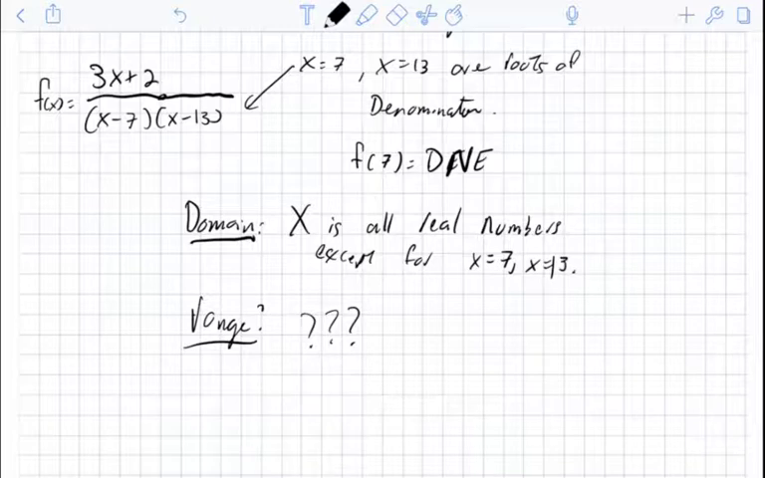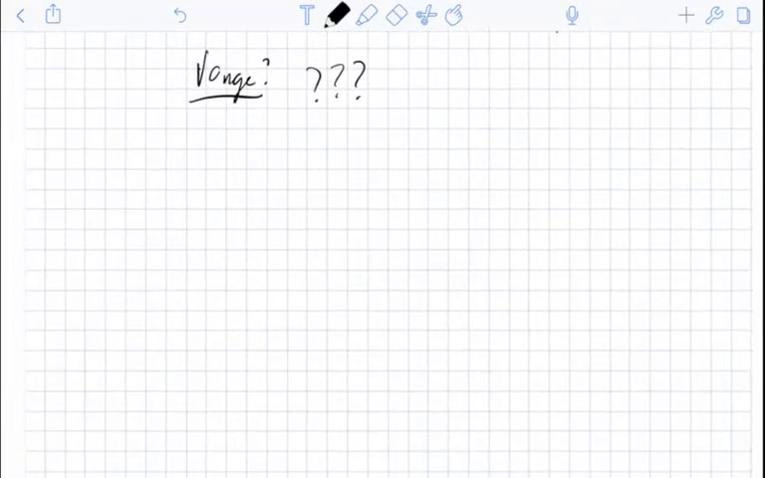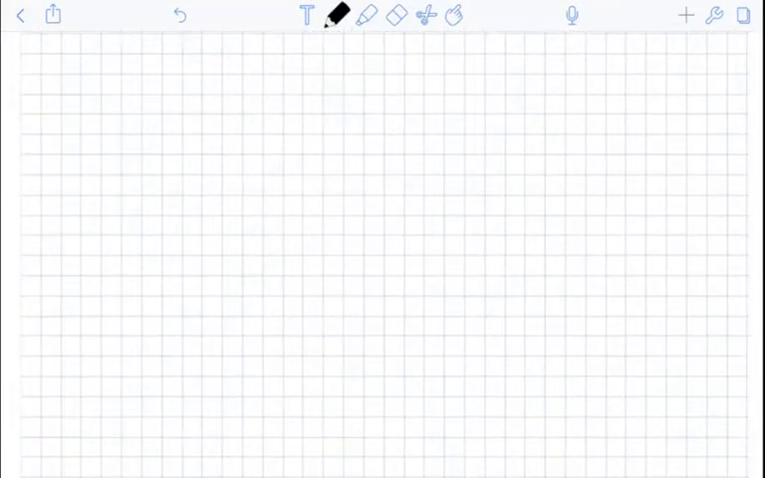Okay, so before we did a list of what's good and bad about different ways of displaying functions. So a table and an arrow diagram. Let's do the same for a graph and for an algebraic expression.